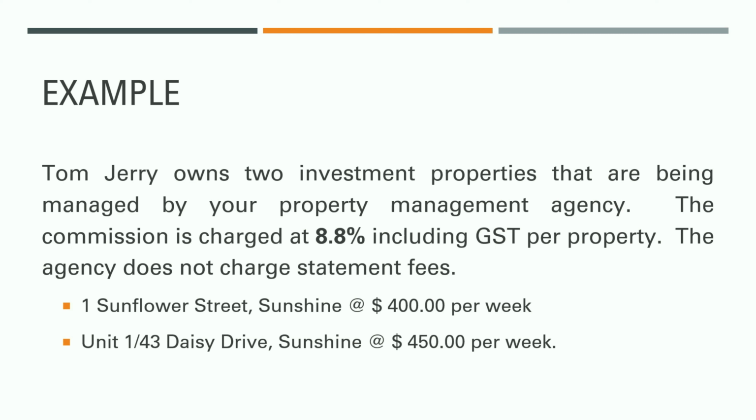Tom Jerry owns 2 investment properties that are being managed by your property management agency. The commission is charged at 8.8% including GST per property. The agency does not charge statement fees. The property address of the first property is 1 Sunflower Street Sunshine, rented at $400 per week, and the other property is Unit 1 of 43 Daisy Drive Sunshine at $450 per week.